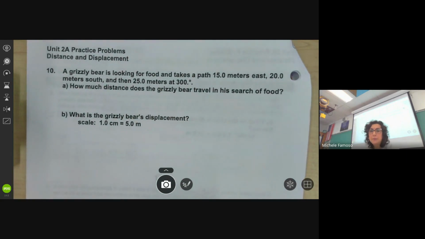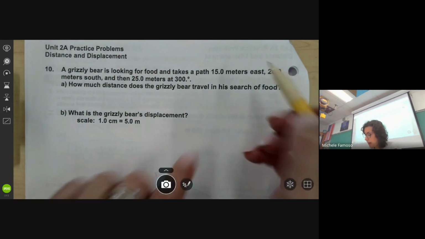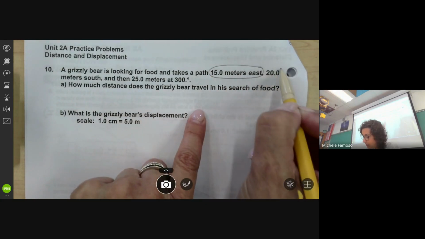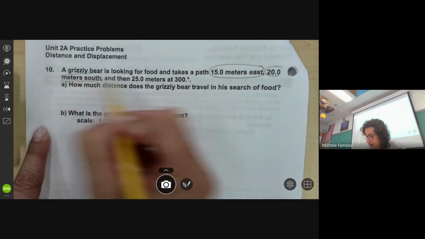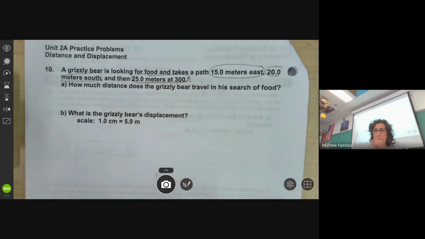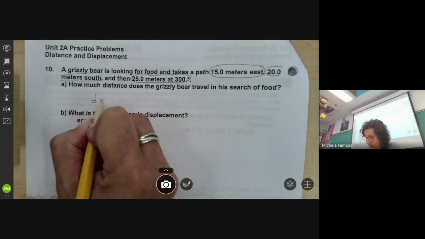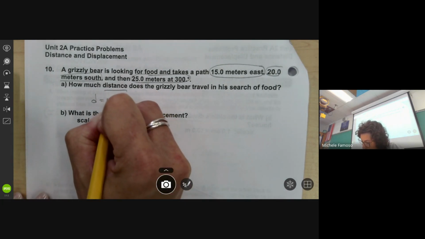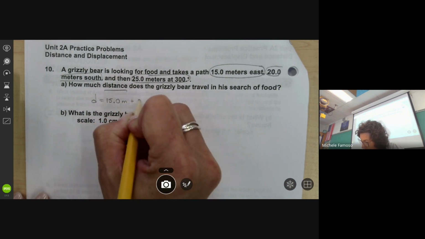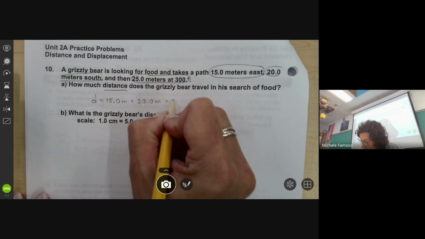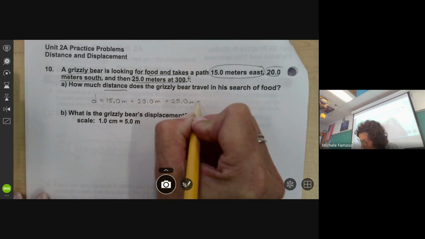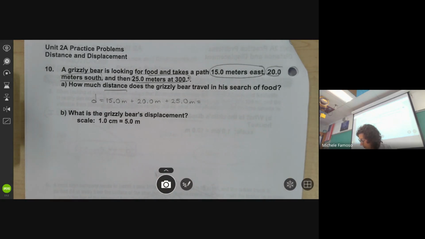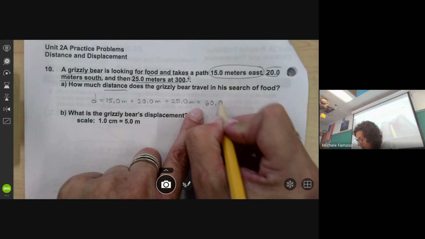We have a grizzly bear that's going to look for food. It's taking a path which goes 15.0 meters to the east, 20.0 meters to the south, and then 25.0 meters at 300 degrees. How much distance does that grizzly bear travel? To get the distance, what are we going to do? Just add them up. 15.0 meters added to 20.0 meters added to 25.0 meters gives us, what did you say? 60.0. Good. That is correctamundo.